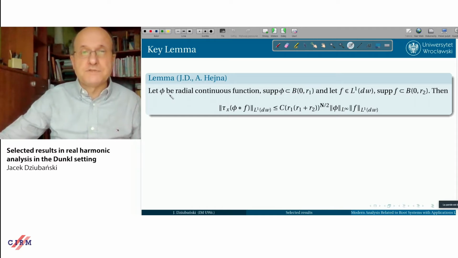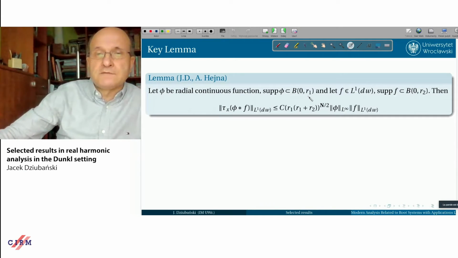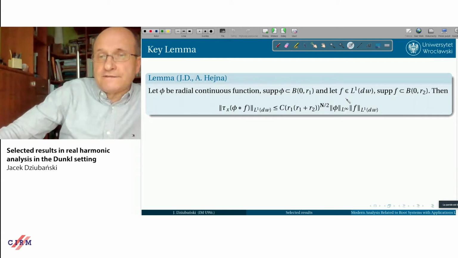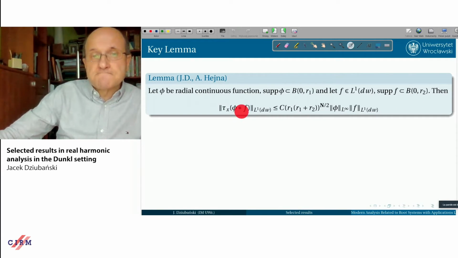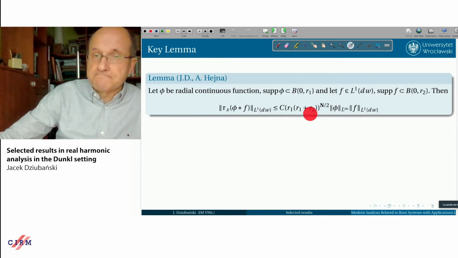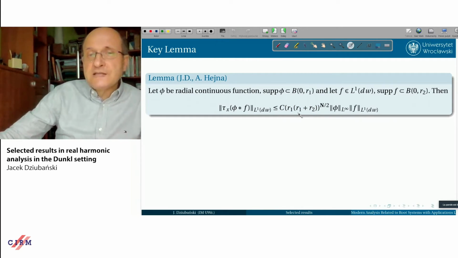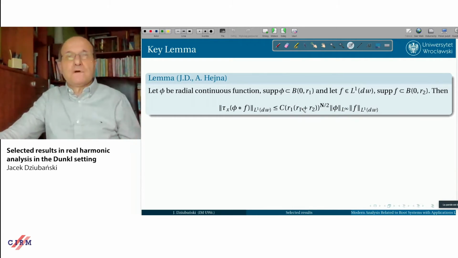We take a radial function which is continuous, supported by the ball centered at 0 and radius R1, and we take any other function which is an L1 function supported in the ball centered at 0 and radius R2. If we take the convolution of these two functions and translate them by vector x, these are of course generalized translations, then the L1 norm is controlled by the L infinity norm of the function phi times the L1 norm of the L1 function times an expression which depends only on the radii. Now we see that on the right-hand side, we do not have x. So this estimate is independent of the vector of translation.